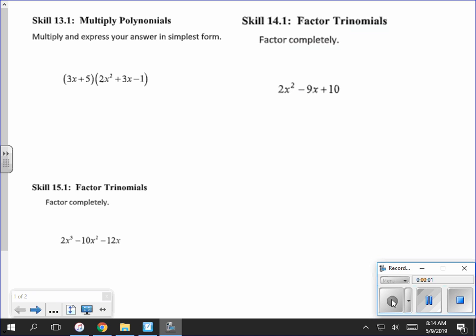Here we go on the last ones. First problem, multiplying polynomials. So what you want to do is set up a box for multiplying.